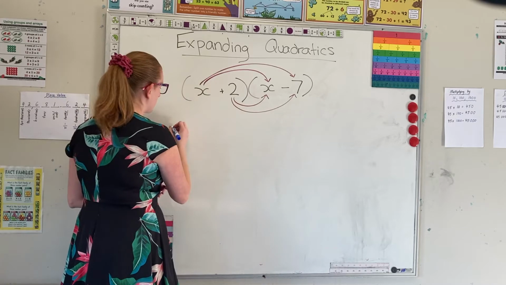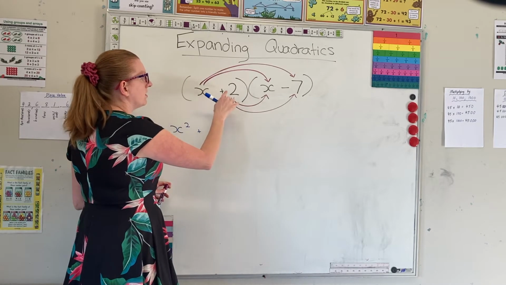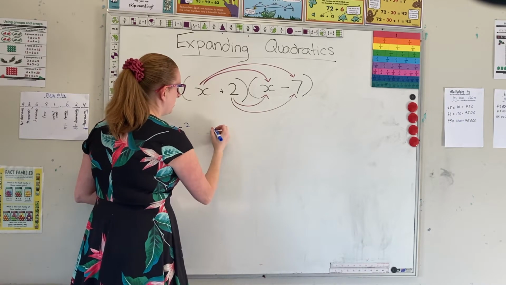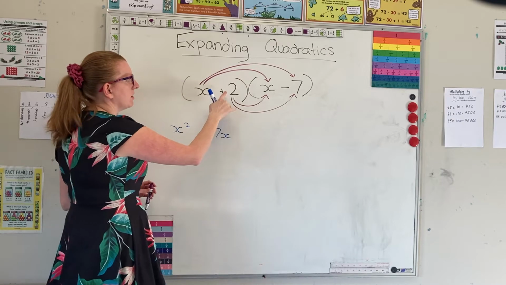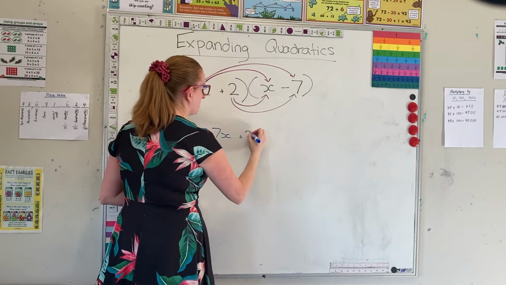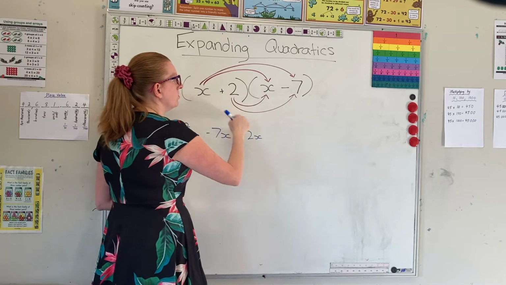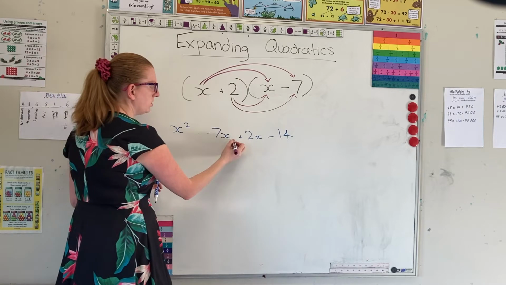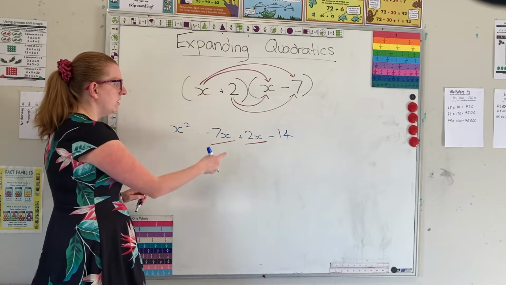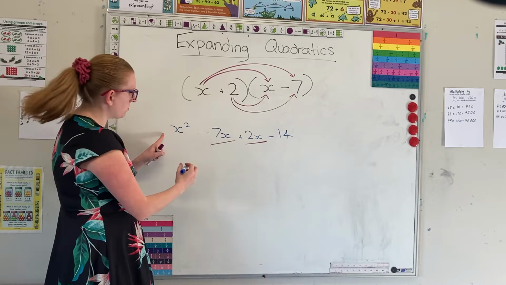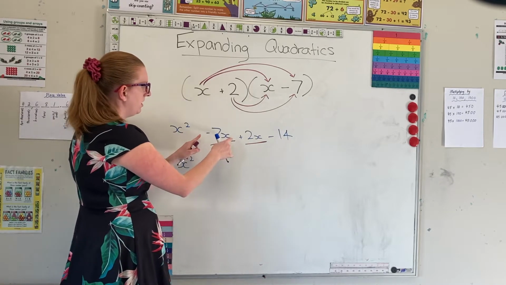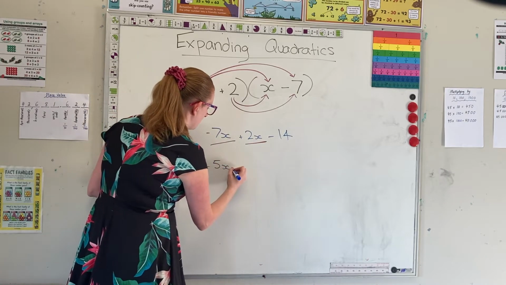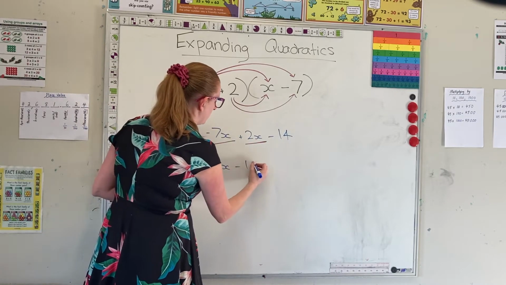X times x gives me x squared. Then I've got x times negative 7. So that gives me minus 7x. Then I've got 2 times x, so plus 2x. Then I've got 2 times negative 7 gives me negative 14. Alright, again I've got some like terms, so this one and this one. So now I can't do anything with my x squared, so it just has to stay as x squared. I've got negative 7x plus 2x, so that gives me minus 5x. And here I've got minus 14.